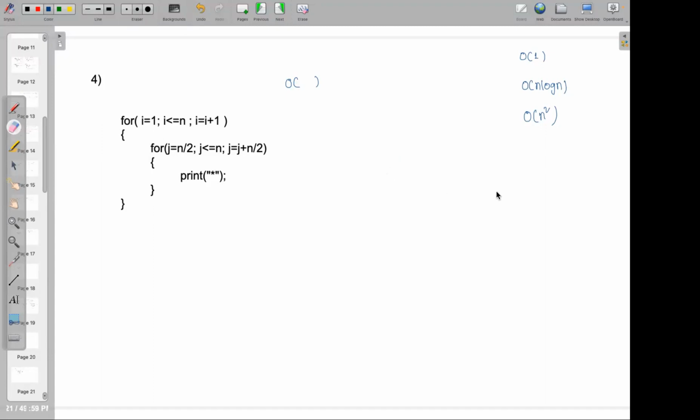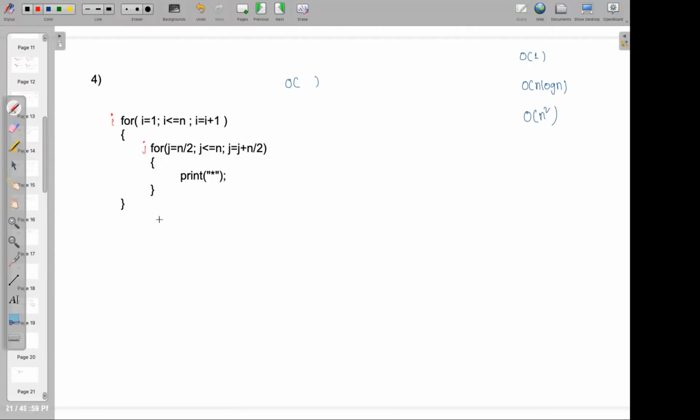Now I'll start the explanation. Just observe this, friends. Blindly don't write the answer. Given a code, first try to observe and analyze. Then you can tell the answer. Always remember, just like that, please don't say the answer. See, this is the i loop, and this is the j loop. First of all, dependency or no dependency?